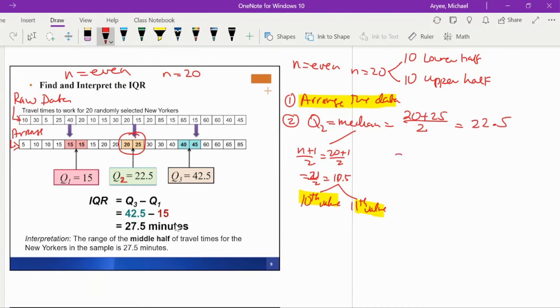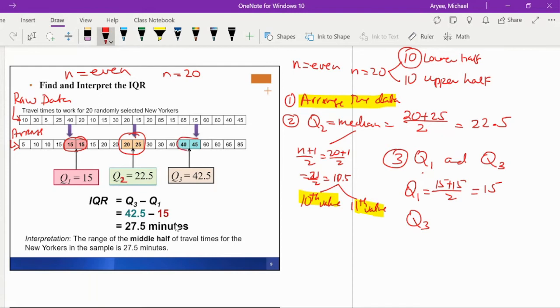Then the third thing we're going to do, number 3, is find Q1 and Q3. We now know that in this particular case, because you have 10 data points here, that will be the 5th and the 6th, and this happens to be the 5th and the 6th. So Q1 becomes 15 plus 15 over 2. 30 over 2 gives you 15.